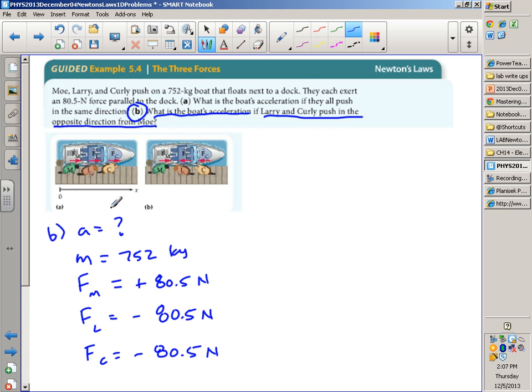Finding the acceleration of this boat still depends on the net force and the mass. But now, force of Mo plus force of Larry plus force of Curly equals m times a. Now when we start plugging things in, those plus and minuses become very important.